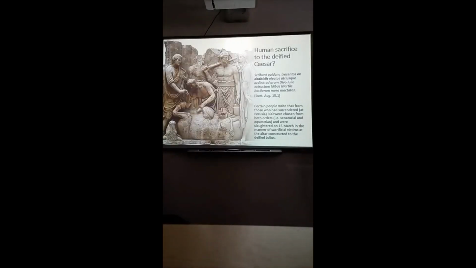So just to go back to the point that Kathy raised about this sacrifice of the 300 and why it's interesting in terms of his characterization, but perhaps also problematic. So this is Suetonius's account. Scribunt quidam, certain people write, so he's not assigning specific authorship to this. Certain people write that from those who had surrendered at Perugia, 300 were chosen from both orders, the senatorial order and the equestrian order, senators and knights, and were slaughtered on the 15th of March in the manner of sacrificial victims at the altar constructed to the deified Julius Caesar.